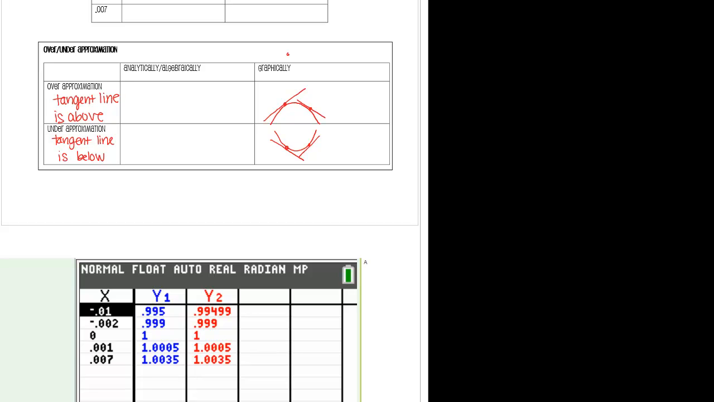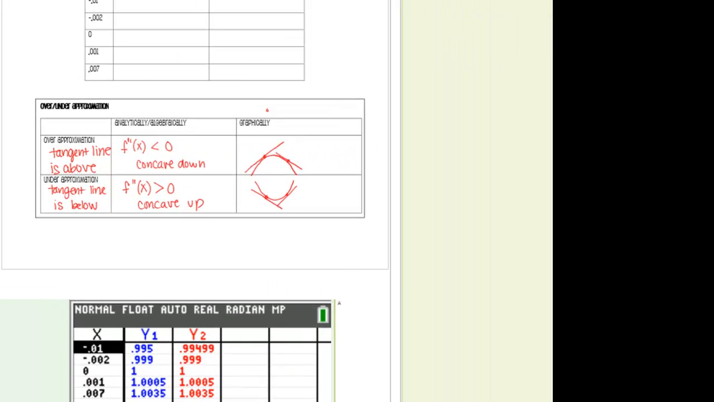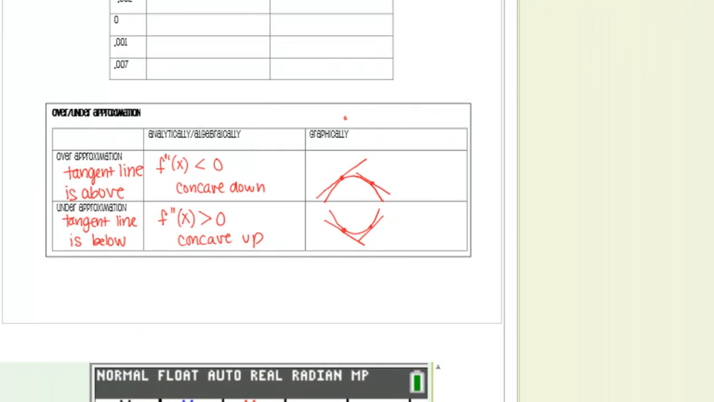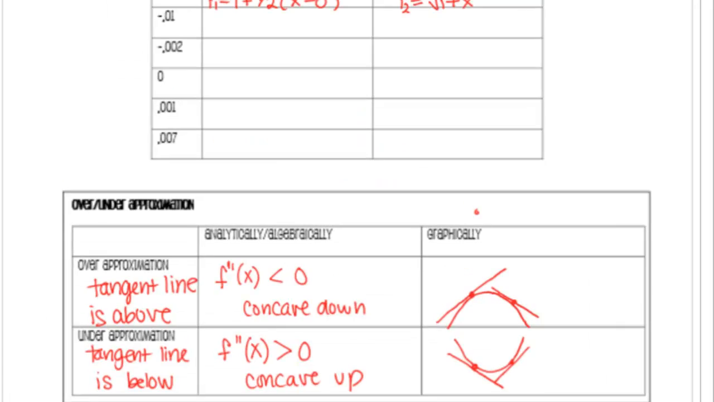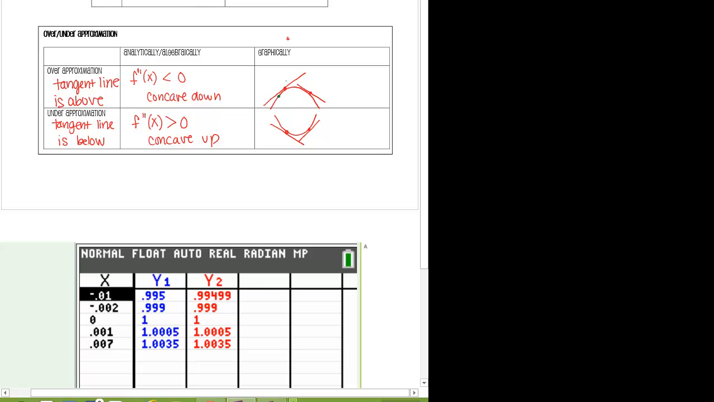And what I'm showing you is that an over approximation happens anytime the second derivative is less than 0. Well, what does that mean? It means that the function there is concave down. And then same thing for the tangent line being below, because the concavity is up. What we're going to end up seeing is I can draw a tangent line anywhere on this curve, and every time I do it, because the graph is concave down, the tangent line is going to be on top.